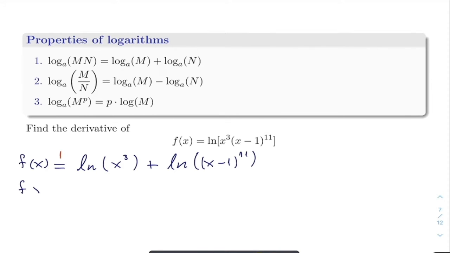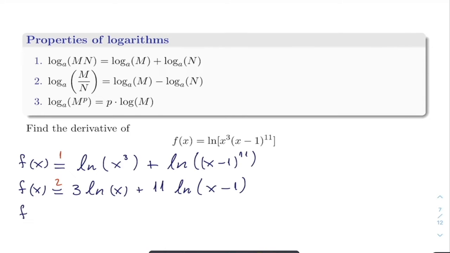Secondly, we can see that this function is equal to 3 times the logarithm of x. This is simply by using property number 2, plus 11 times the logarithm of x minus 1. So now our problem is way simpler than before.